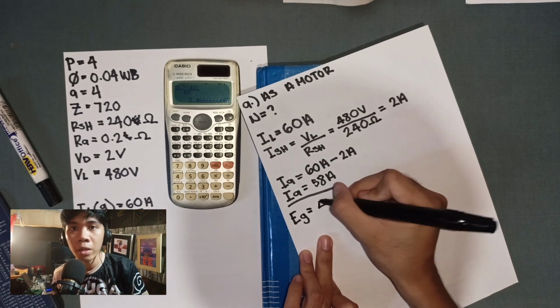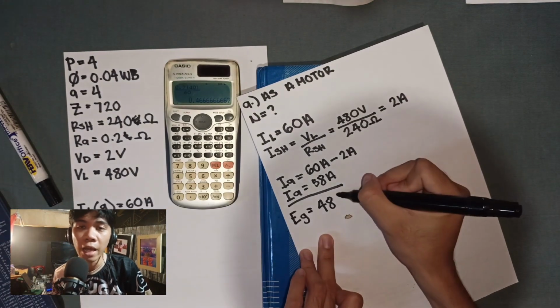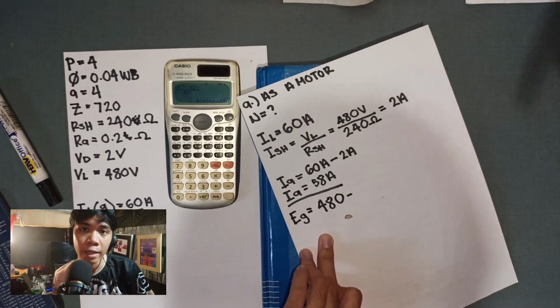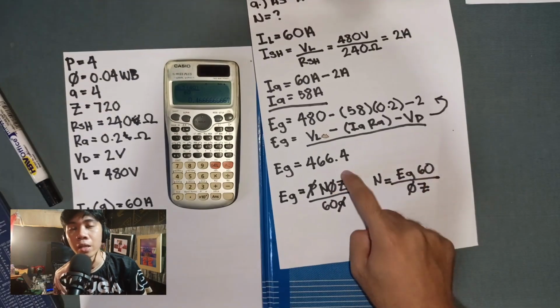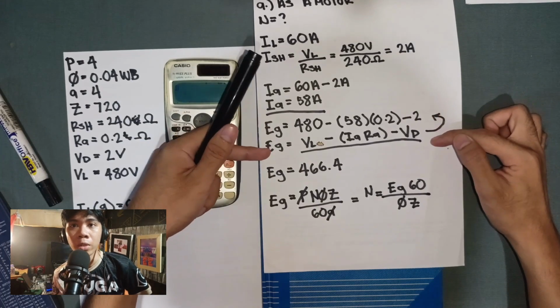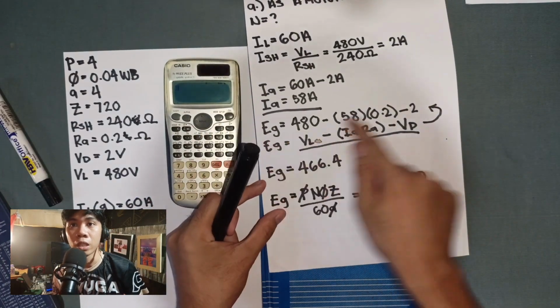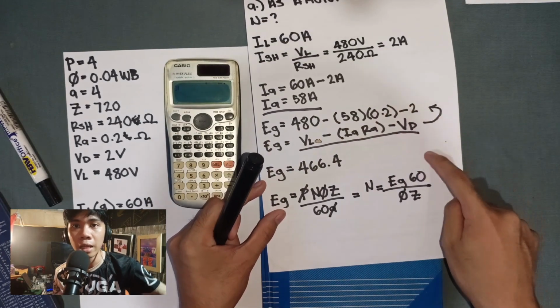So, ngayon, meron tayong formula. Ang formula natin ay VL minus IA times RA minus VD. So, bali yung VD, yan yung voltage drop, yung RA armature resistance, yung IA armature current, and the voltage natin. So, bali, ima-minus lang natin lahat yan.